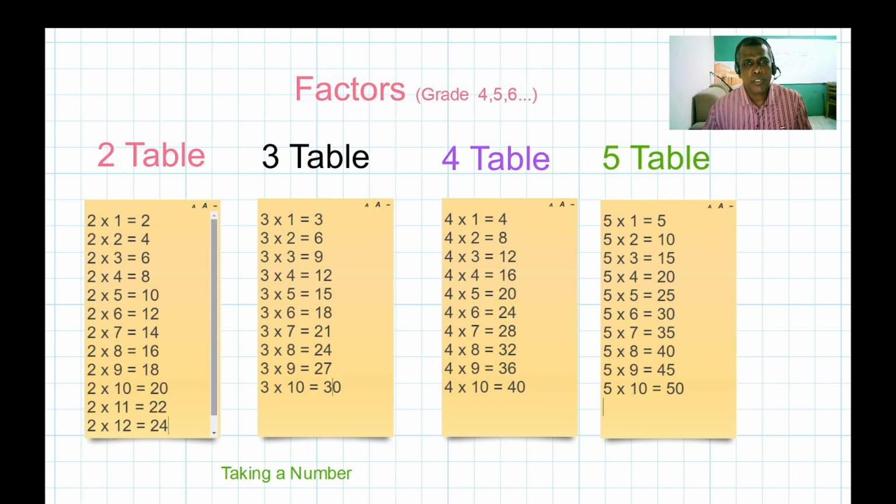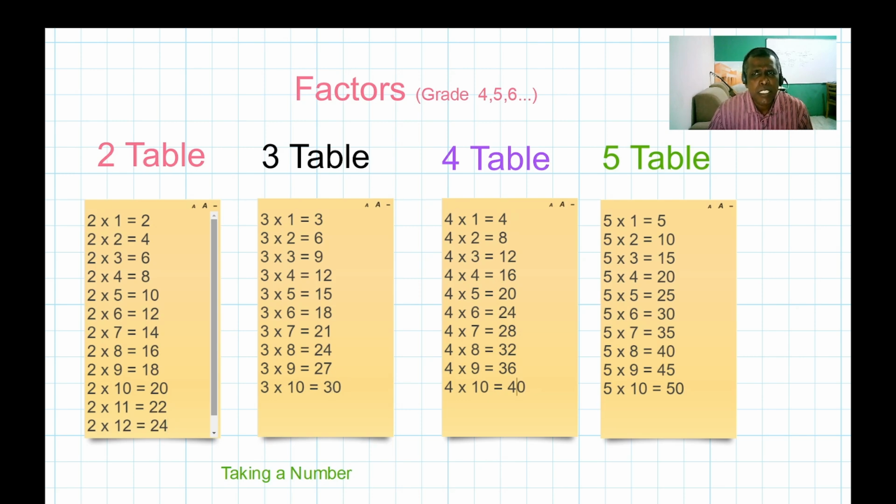In this video I am going to discuss the factors that come in grade 4, 5, 6 and more. Mostly we have learned about the tables. We start learning tables in grade 2, 3, 4 something like that. That is mostly important when we start factors. You should have a better idea about the tables.